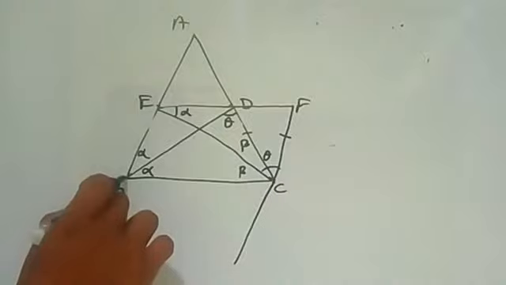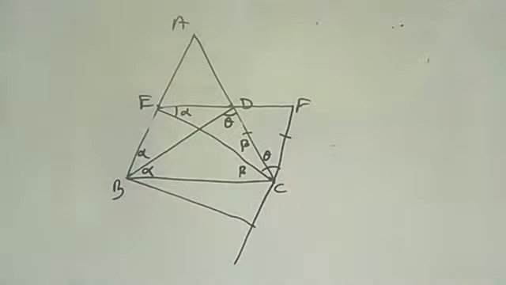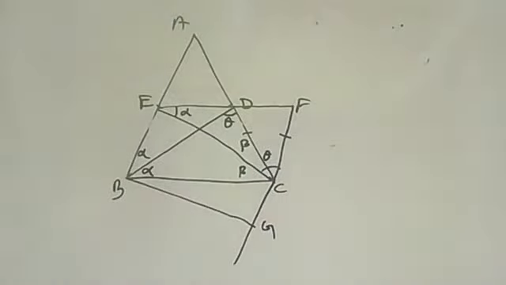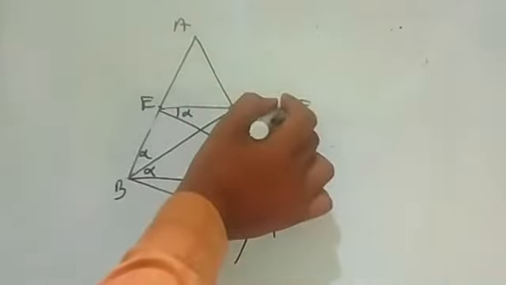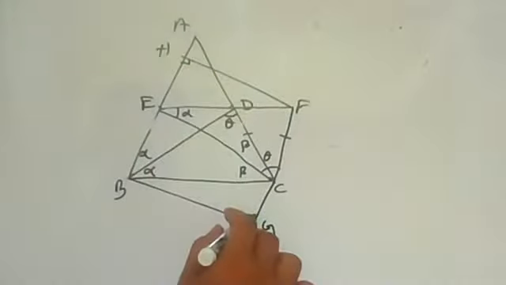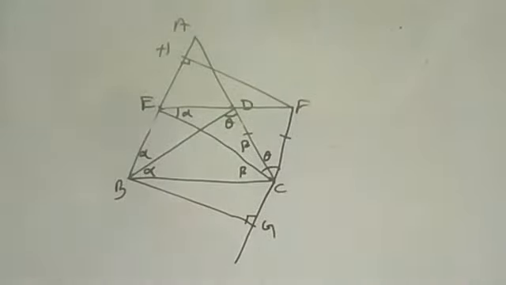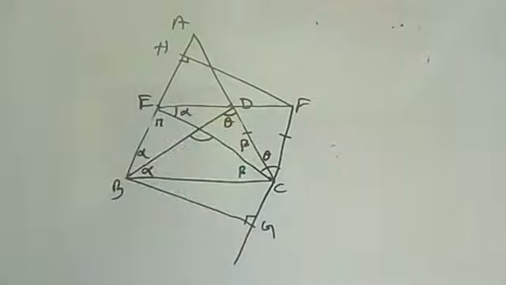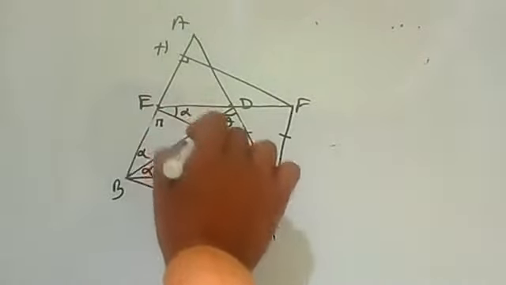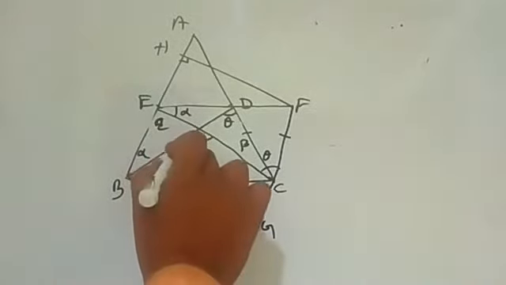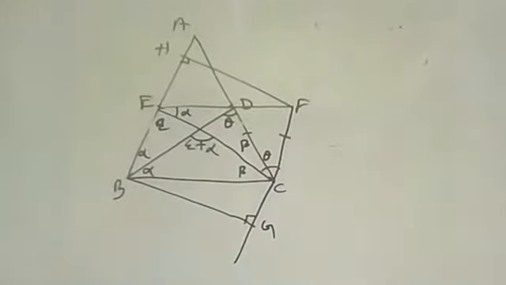Again, draw a perpendicular line here, that is BF. And draw a perpendicular line here, that is FH. This is 90 degrees. Now this angle is this angle plus this angle. This angle is epsilon E plus alpha.